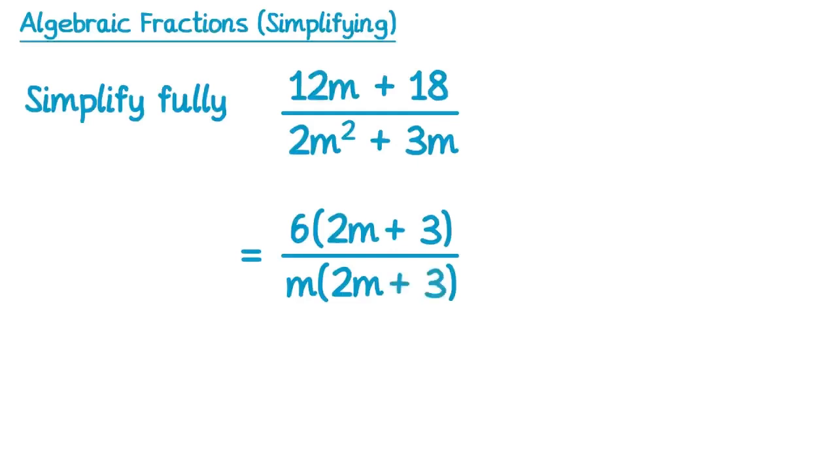You can now see that we have a 2m plus 3 on the top and on the bottom. These are common factors, so we can cancel them. So we're just left with 6 on the top and m on the bottom, so this one would simplify to 6 over m.